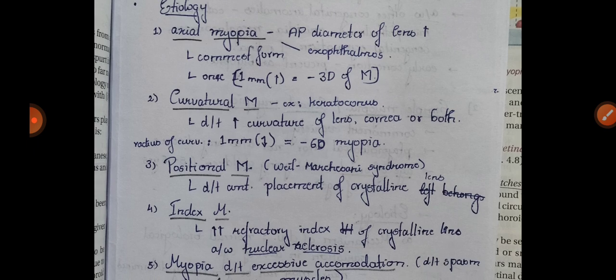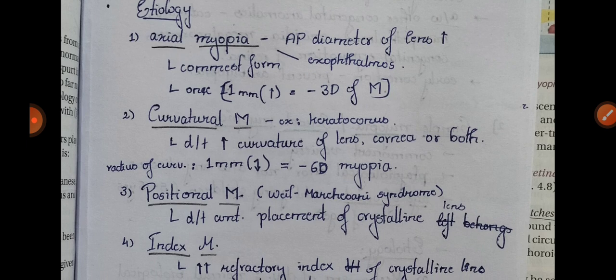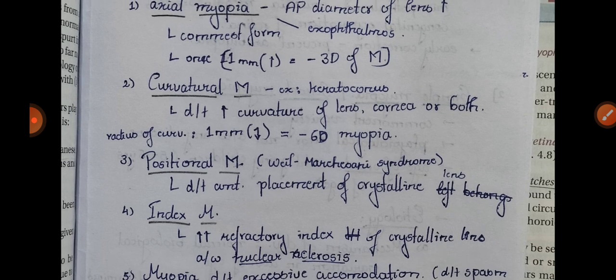Okay, now first coming to axial myopia. Axial myopia means, as the light rays are focused in front of the retina, you can assume the size of the eyeball has increased. Okay, to remember in exam. Next, curvature myopia, which is seen in keratoconus, due to increase in the curvature of the lens, or the cornea, or both.